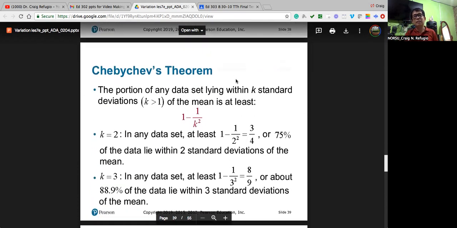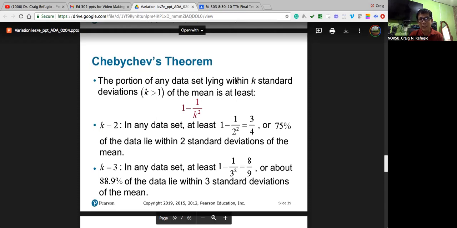Then we have Chebyshev's theorem. The portion of any data set lying within K standard deviations, K greater than 1, of the mean is at least 1 minus 1 over K squared. Where K is equal to 2, in any data set at least 1 minus 1 over 2 squared, or 3/4, lies within 2 standard deviations. You know how to operate this using your basic math. This is equal to 75%.